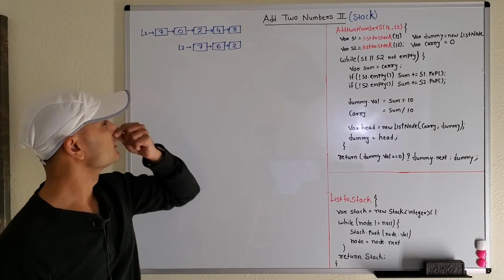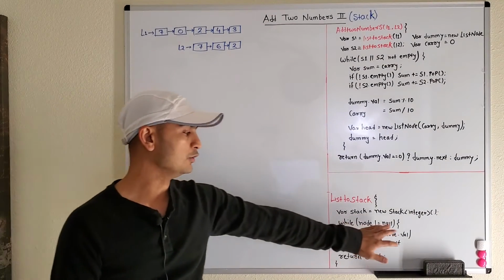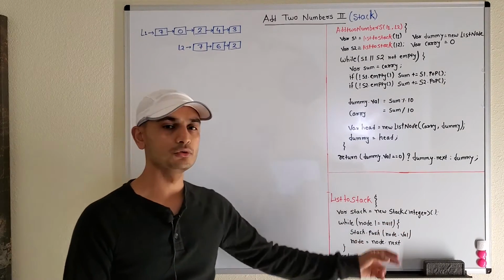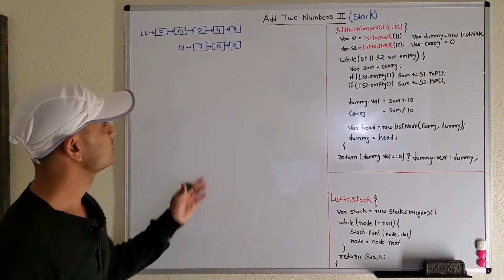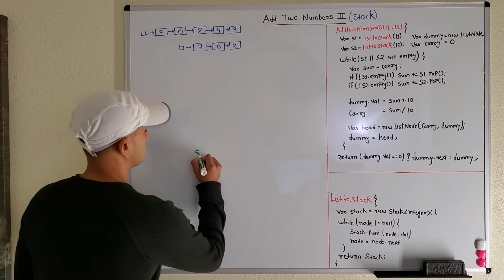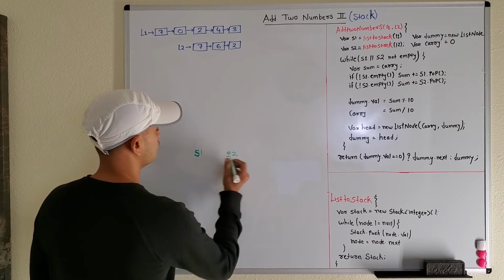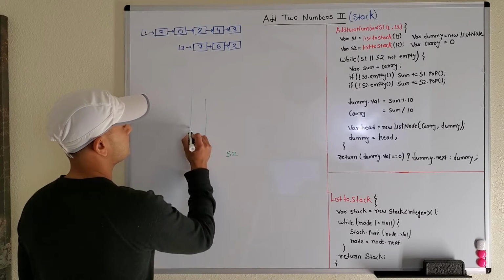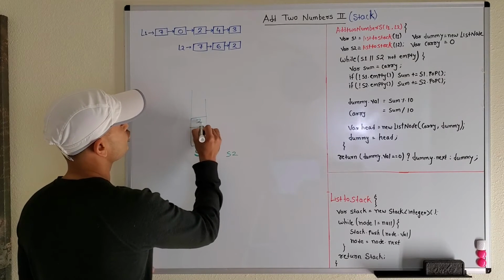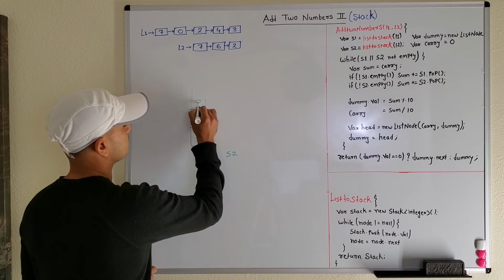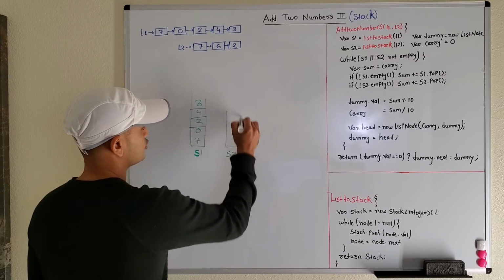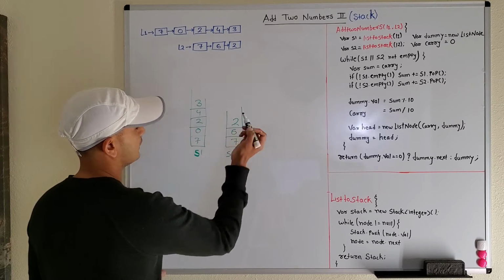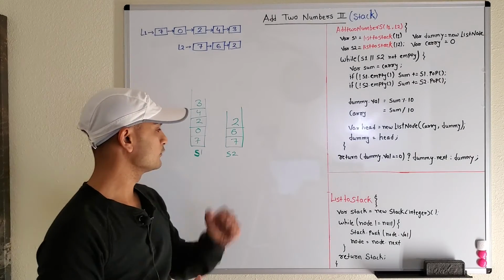So let's look at the list to stack code. It's a simple while loop: while node is not equal to null, push the digit into the stack, and then node is equal to node.next. Let's see how our two stacks will look: stack 1 for list 1, stack 2 for list 2. First we'll push 7, then 0, then 2, then 4, and last 3. And for list 2, we'll push 7, 6, and then last 2. So this is how our two stacks will look.